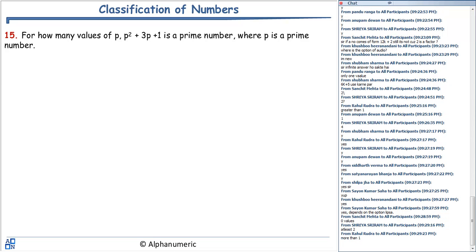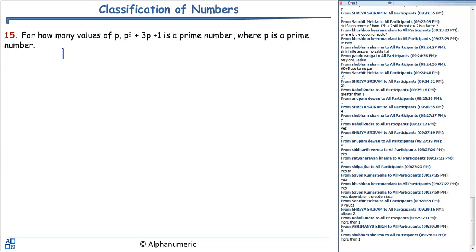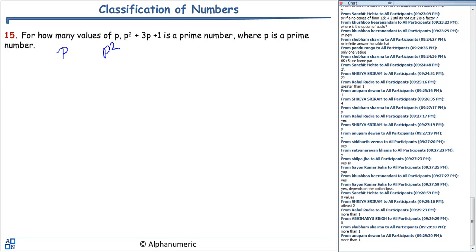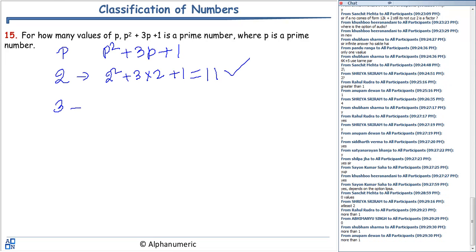Okay, let's say P and P square plus 3P plus 1. P is 2. What will I get here? This is 2 square plus 3 into 2 plus 1. So 2 square is 4, 4 plus 6 is 10, plus 1 is 11. So this is satisfying. 2 is a prime number as well as 11 is a prime number. Now let's take P equal to 3. So I get 3 square plus 3 into 3 plus 1. 9 plus 9 is 18, 18 plus 1 is 19. So definitely this is also satisfying.